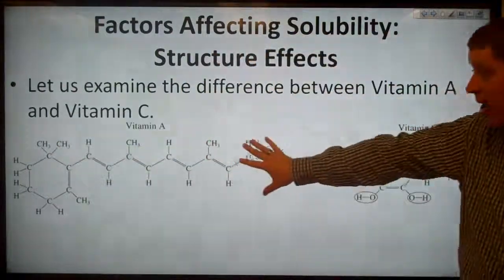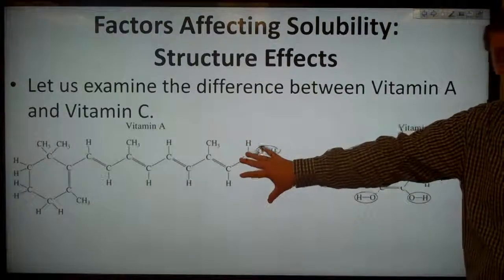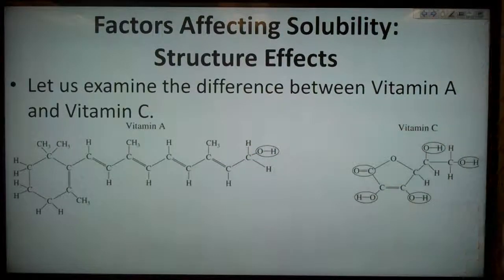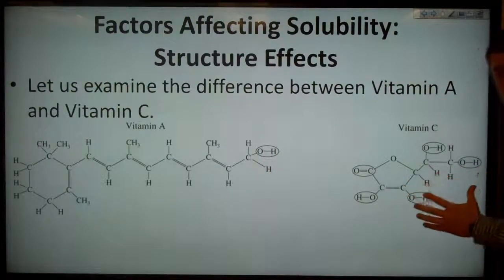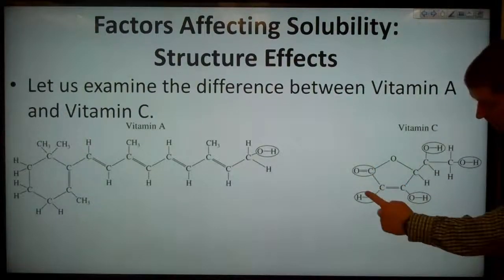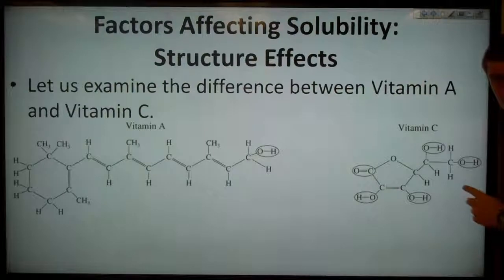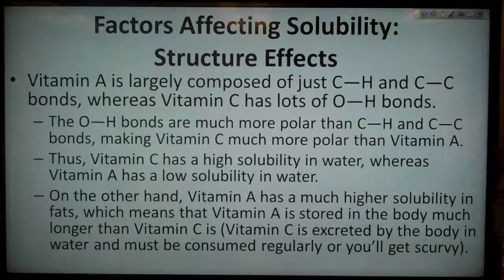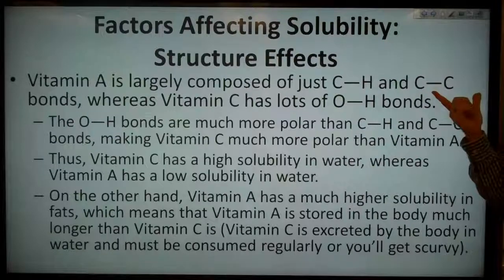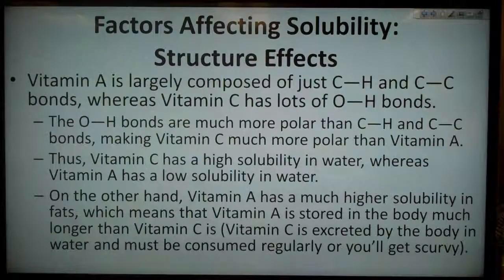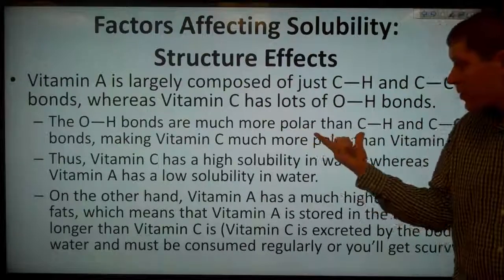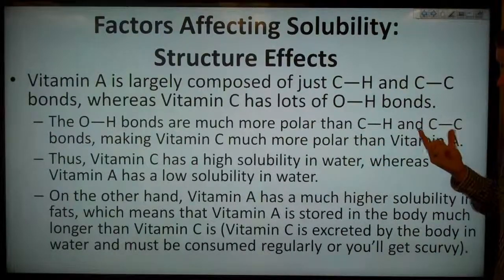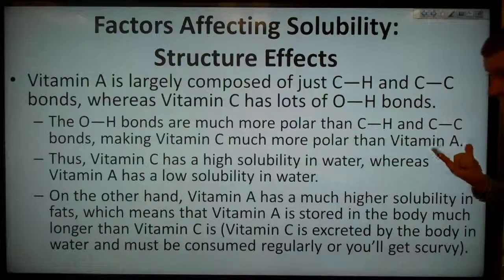So in this case, this molecule is much less polar. This is a fairly non-polar molecule. It's slightly polar because of this OH group. But this molecule, vitamin C, is much more polar, because we've got many more OH groups in here, and we've got this carbon-oxygen double bond. So the vitamin A is largely composed of just carbon and hydrogen and carbon-carbon bonds, whereas vitamin C has lots of these oxygen-hydrogen bonds. And the oxygen-hydrogen bonds are much more polar than the carbon-hydrogen and carbon-carbon bonds, making the vitamin C much more polar than the vitamin A is.